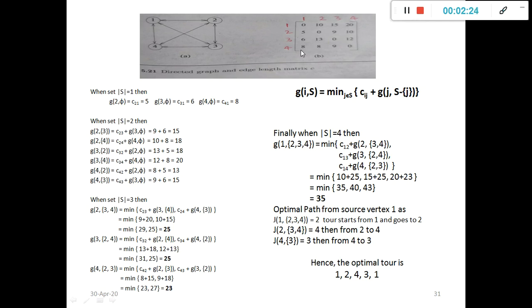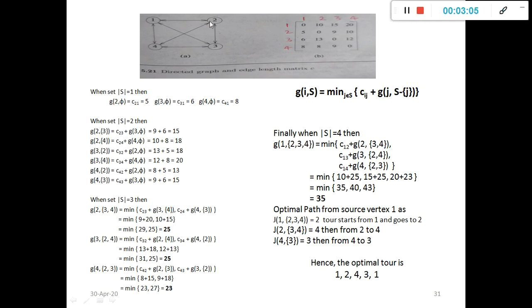Now let us discuss an example of the traveling salesperson problem using a given directed graph. Assume you have a bidirected graph with the 4 vertices 1, 2, 3 and 4, and the corresponding cost matrix as shown in this table. There is no self loop at vertex 1, so the cost from 1 to 1 is 0. Similarly, 2 to 2 is 0, 3 to 3 is 0 and 4 to 4 is 0. All the diagonals are 0 because there is no self loop for any vertex.